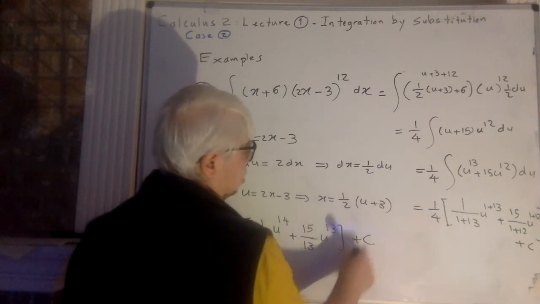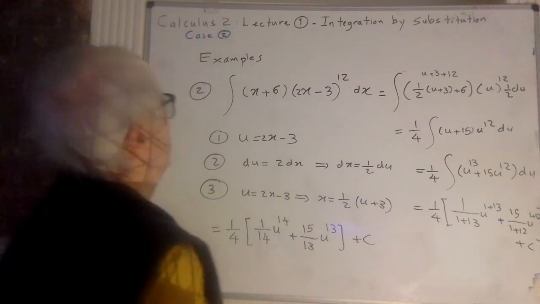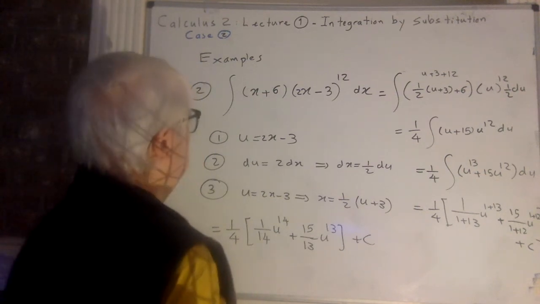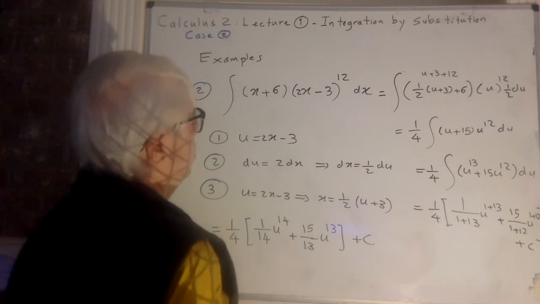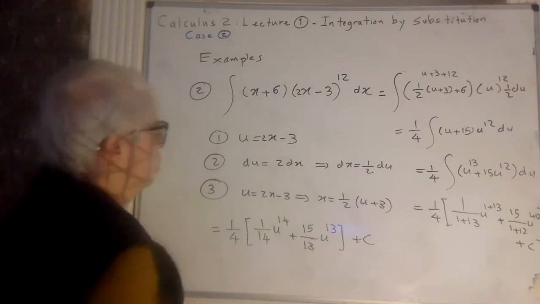I can write this here outside. So let me double check. So 2x minus 3 is u, and du is 2dx. So I have a 1/2 du, then u is 2x minus 3. So 2x is u plus 3.